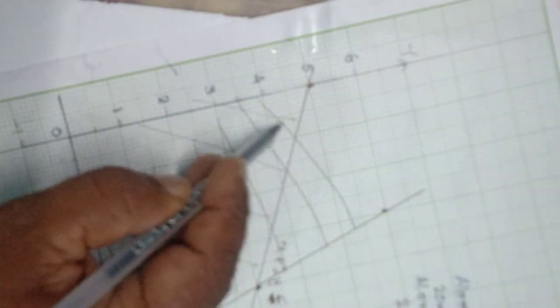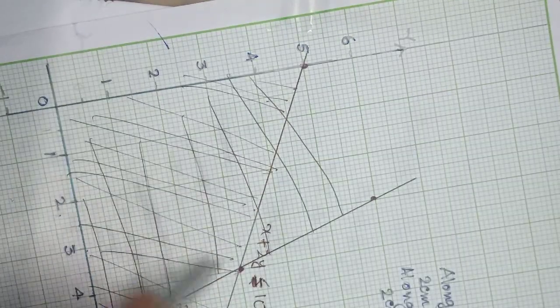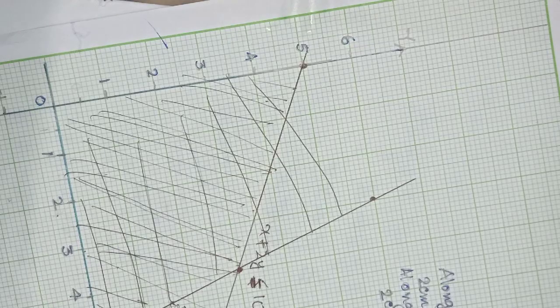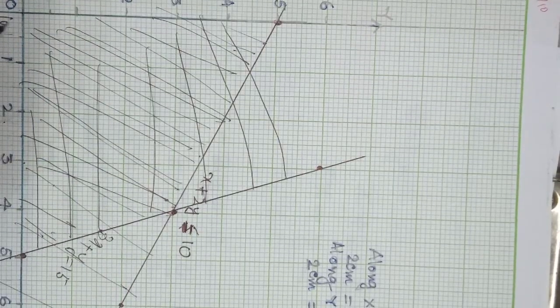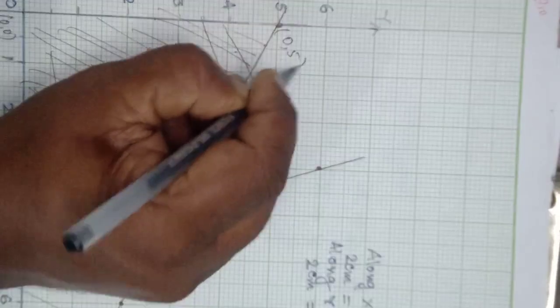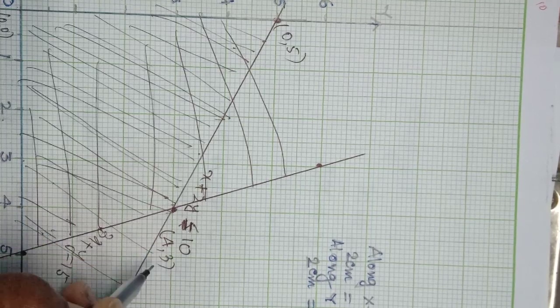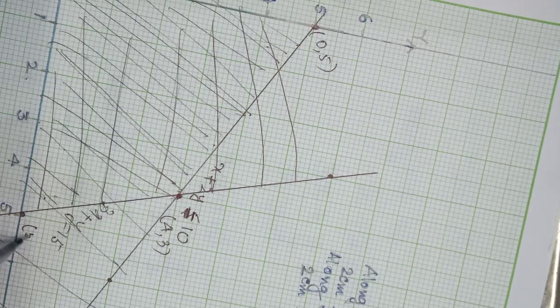So the common portion which I get is this portion. I am getting this portion as the common portion. So if I name the corner points, here it is 0, so 0 0, then I have 0 5, here it is 4 3, and here it is 5 0.